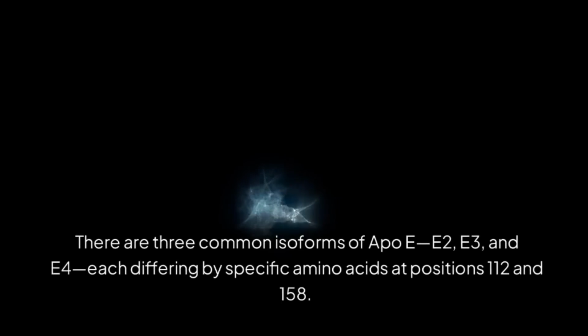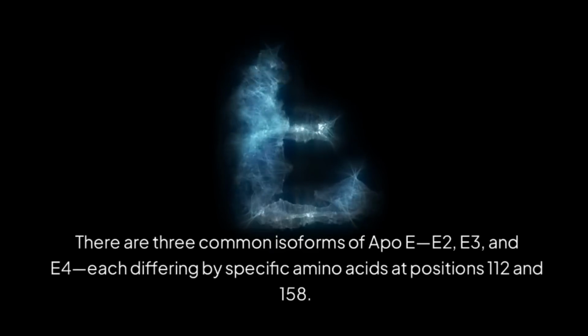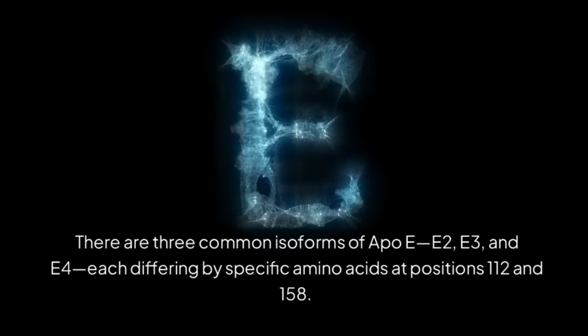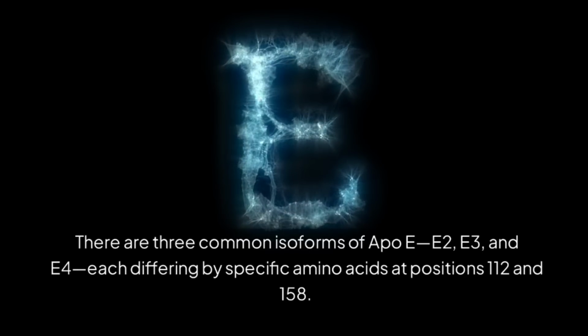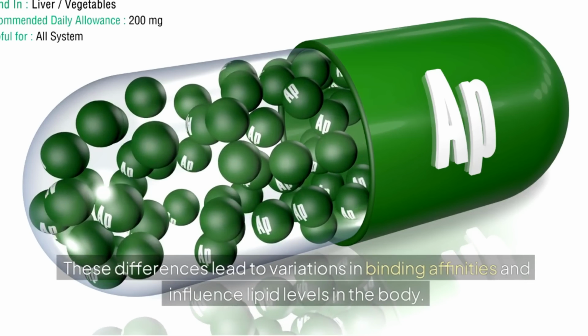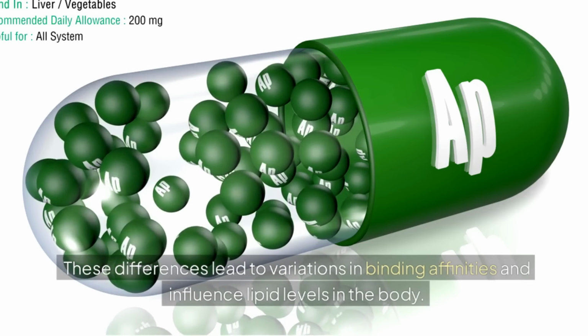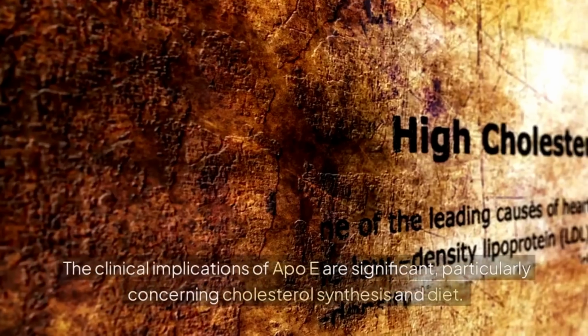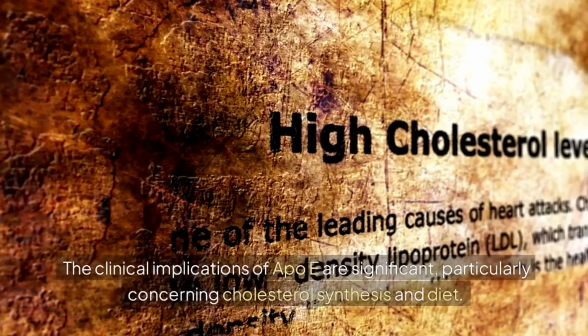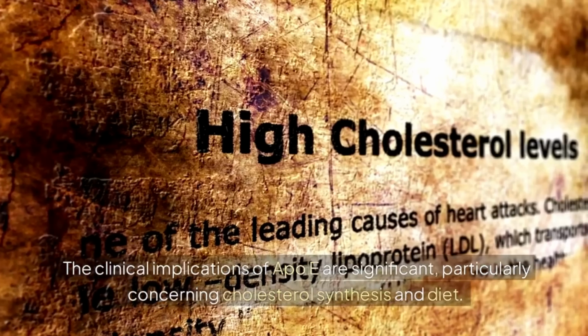There are 3 common isoforms of ApoE, E2, E3, and E4, each differing by specific amino acids at positions 112 and 158. These differences lead to variations in binding affinities and influence lipid levels in the body. The clinical implications of ApoE are significant, particularly concerning cholesterol synthesis and diet.